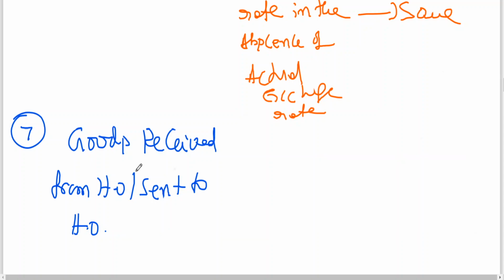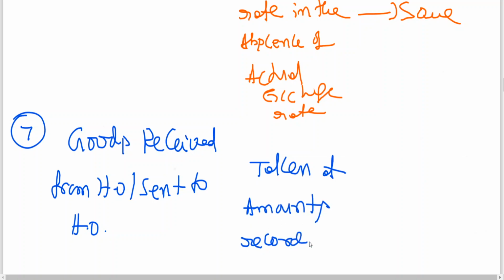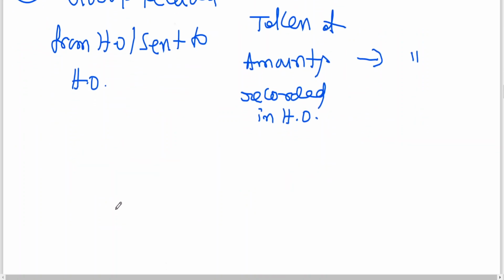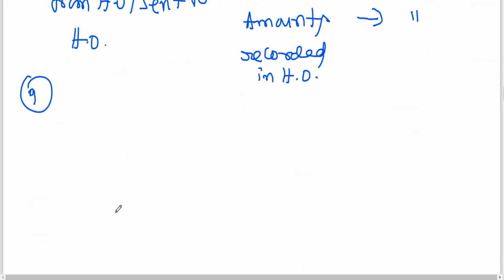So here I am writing that it will be provided in the problem to us. Taken at amounts recorded in head office. Actual, simple word. Here also same. And one more also, the ninth point also. Eighth, I think. Eighth.